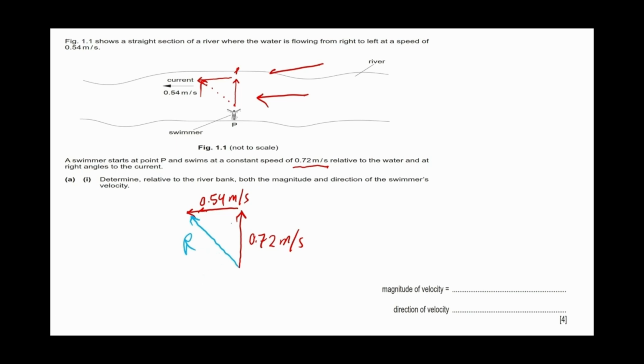Okay, how to get it? Of course, we need to get the magnitude and the direction. The magnitude is easy. The resultant, or the magnitude, we can write it like this, equals the square root of 0.72 squared plus 0.54 squared equals 0.9 meter per second.